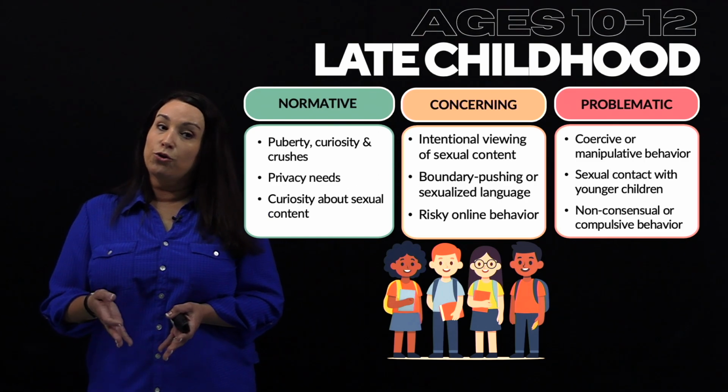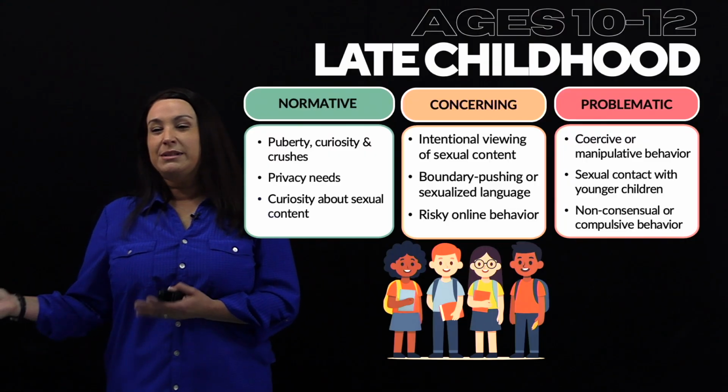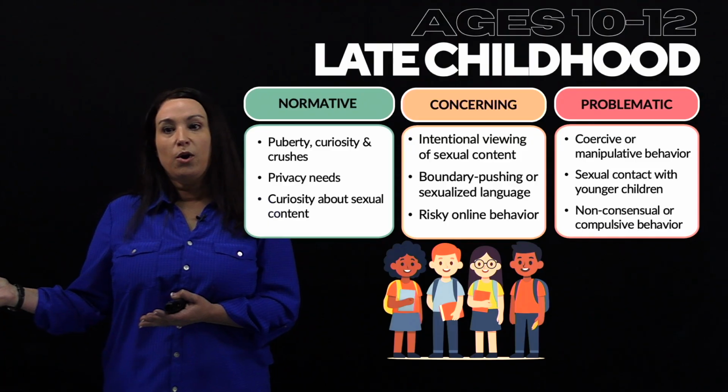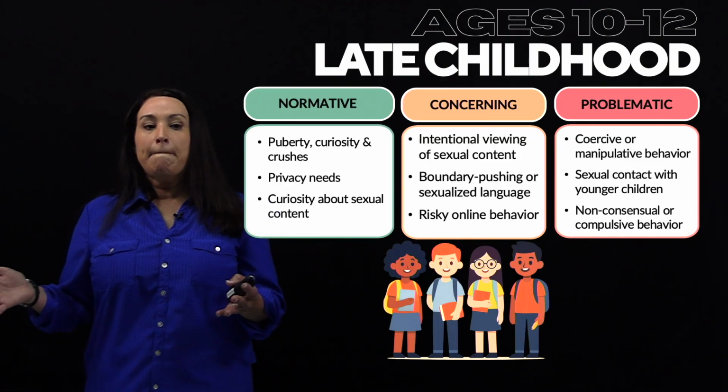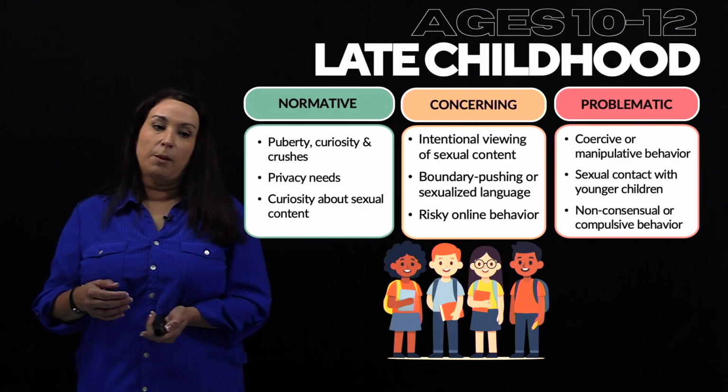Sexual contact with younger children, so they're 10 to 12, and kids under 10 would be considered prepubescent for the most part, and that would be problematic. Non-consensual or compulsive sexual behavior is also problematic.